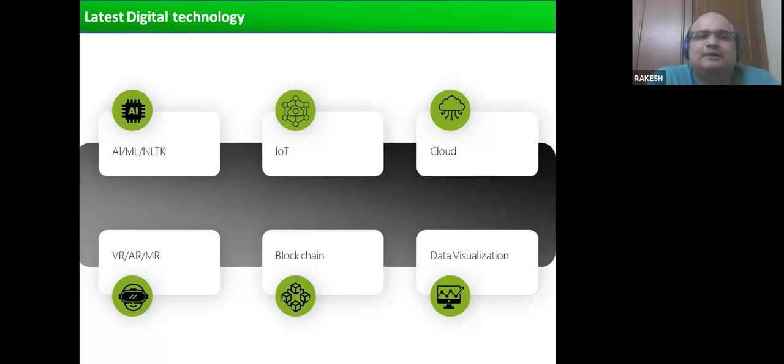Then AI, ML, NLTK are part of the heartbeat of this. Data is the forebrain. AI, ML, NLTK are the heartbeat of this digital transformation. How is data with me? Cloud provides all the infrastructure required for this data. But AI, ML, NLTK will give us our beat. That will give us the energy to proceed. That will give the vision. That is the difference.